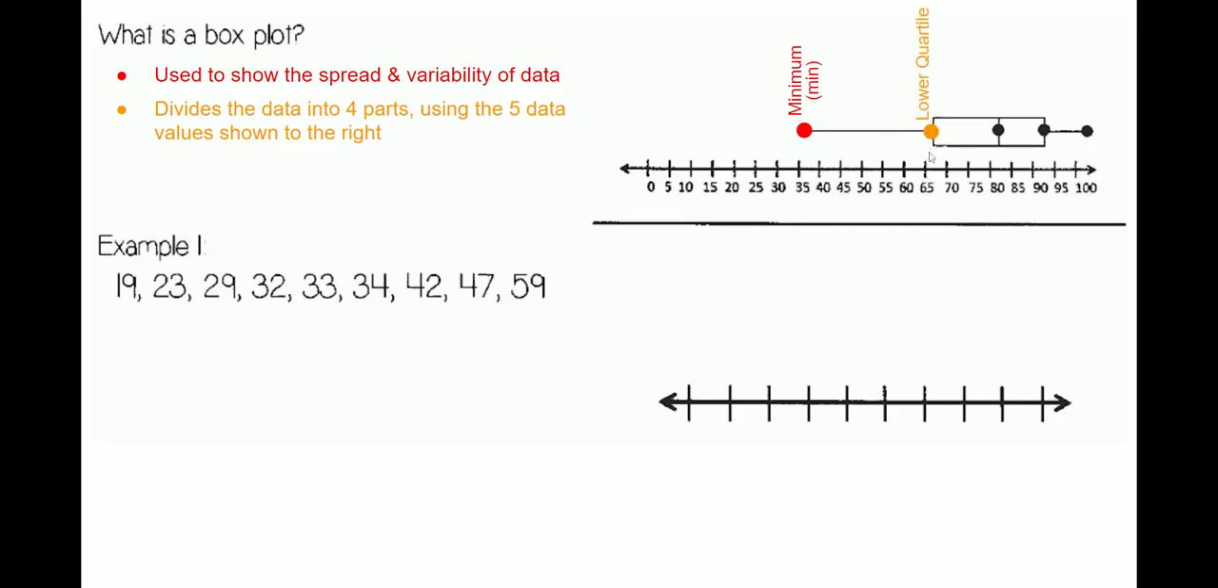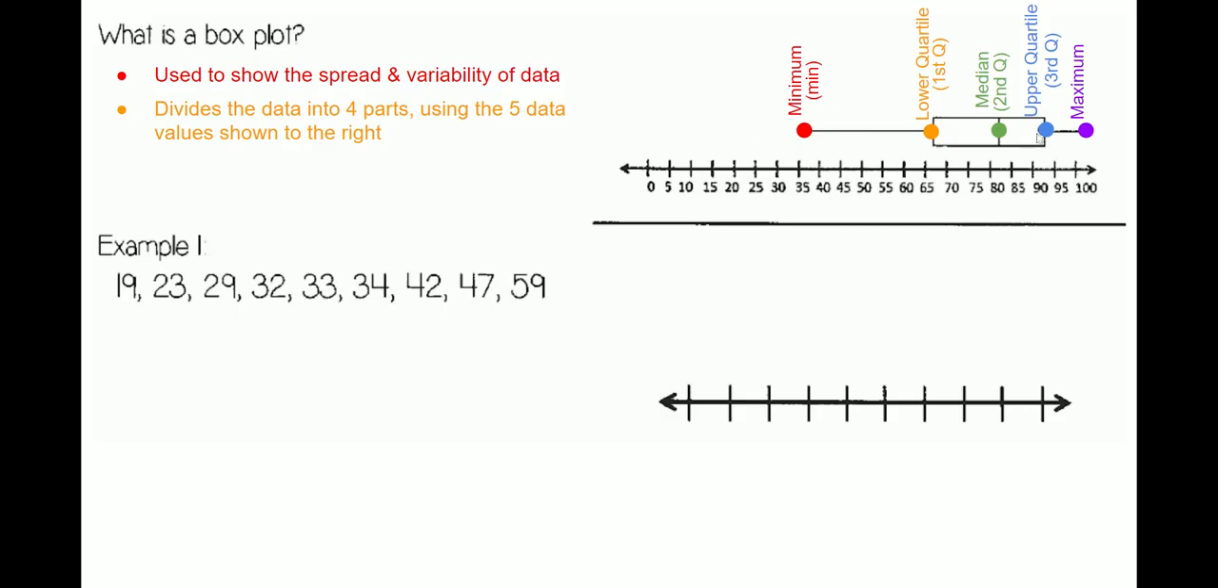The second data value is called the lower quartile, and this sometimes is called the first quartile or first quarter. The next one is called the median. Remember, that's the middle number, and that's the second quartile. Sometimes it's referred to that. And the next one is called the upper quartile or the third quartile. And finally, we have the maximum, which is the biggest thing.